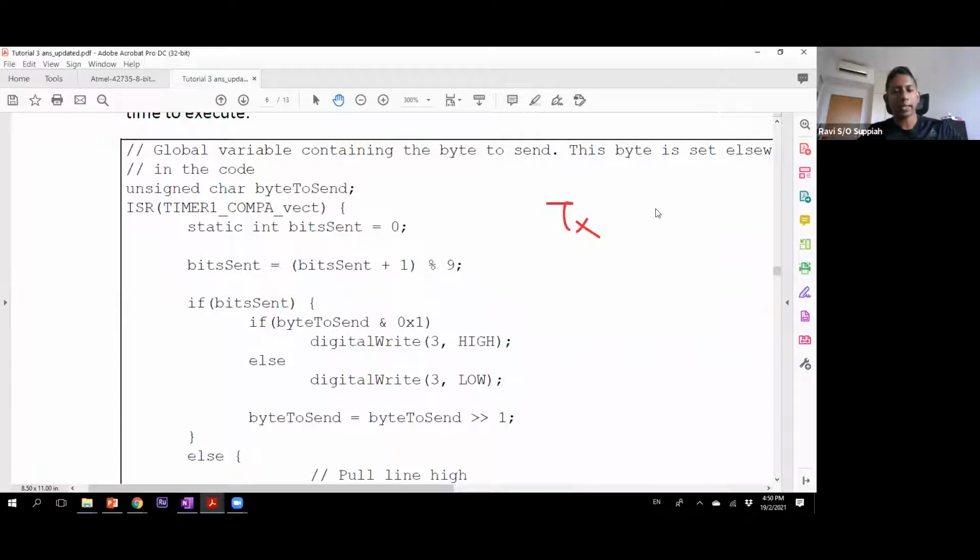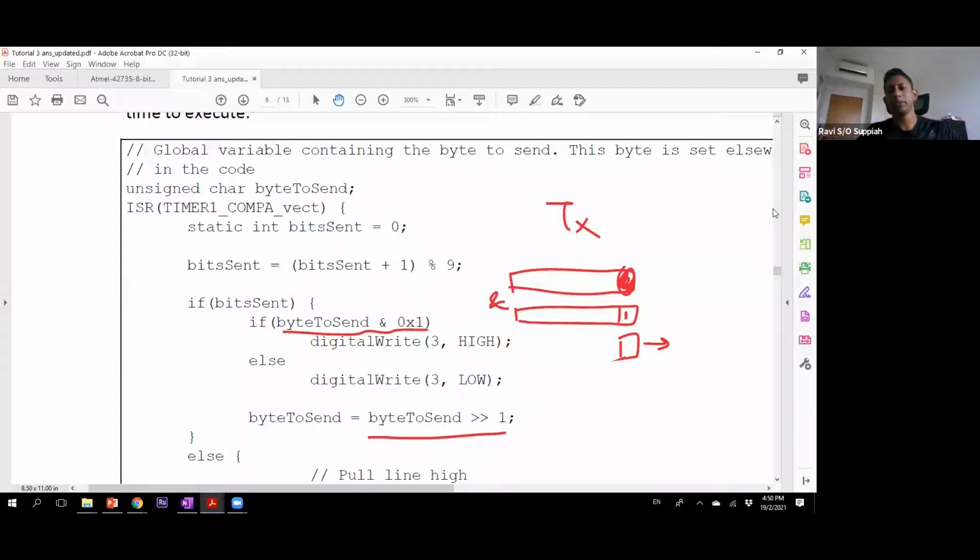The data that is sent, if you look here, you are sending the byte to send AND 0x1. When you say AND with 0x1, what does that mean? When I take my data and do an AND with 1, I'm only looking at the last bit over here. This data is the one that is being sent out through a digital write, either high or low. And after that, I do a shift to the right.